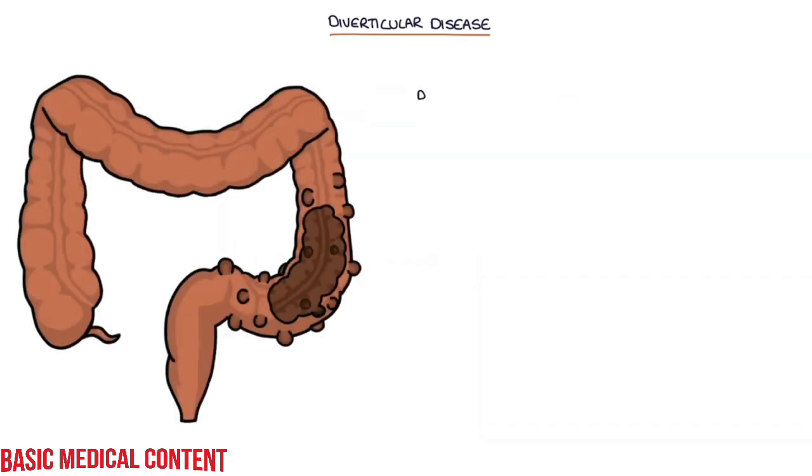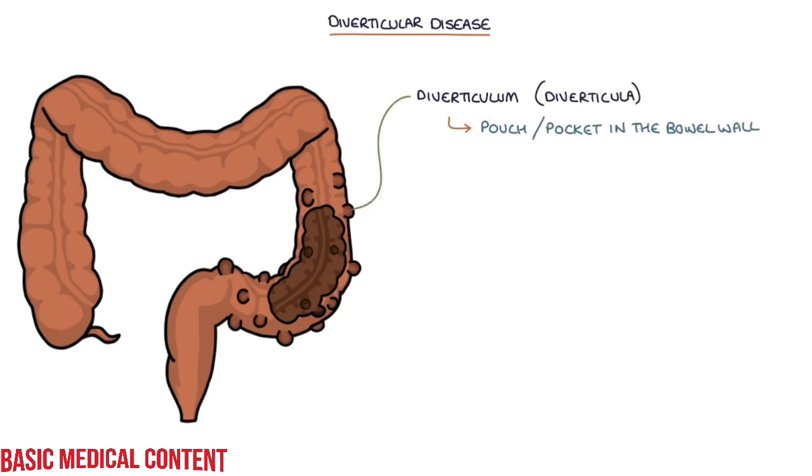In this video, I'm going to be going through diverticular disease. A diverticulum, or plural diverticula, is a pouch or pocket in the bowel wall, usually ranging in size from 0.5 to 1 centimeters.